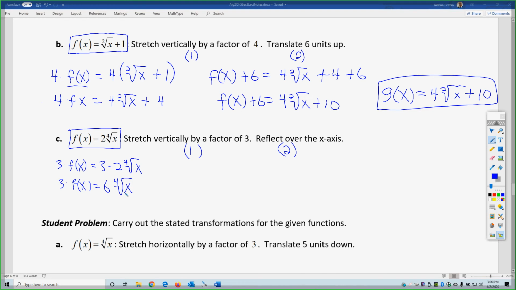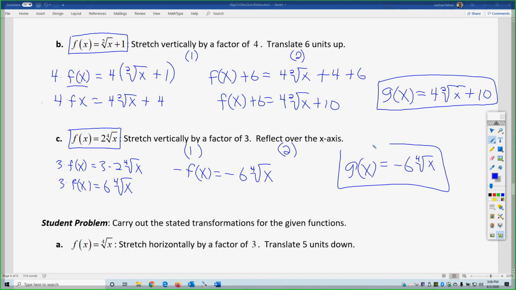Okay, reflect over the x-axis. If you go over the x-axis, you had to have changed your y value, which means it's on the outside. So that's negative f of x. So that's negative 6 fourth roots of x. It's on the outside. You change your y value, you went over x. So our new function is negative 6 fourth roots of x. Okay, pause the video, try the student problems.